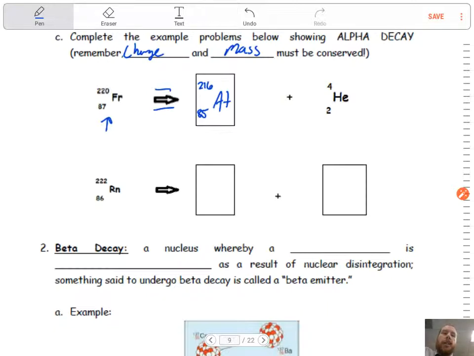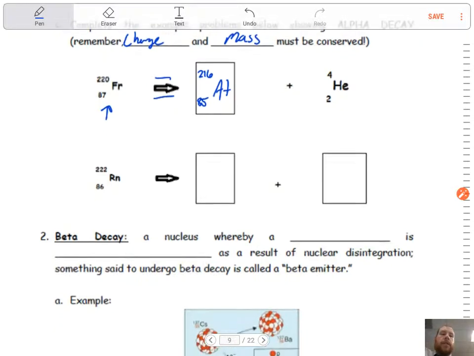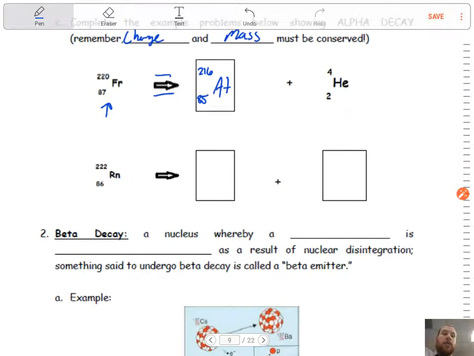I want you guys to pause the video and try this next one. Remember, this is still alpha decay, so one of your products is going to be an alpha particle. It doesn't matter whether you write it first or second, because it's addition. Pause the video and try to figure out what the other daughter nuclide would be. All right, 222 minus 4 gives me 218. 86 minus 2 is 84. When I look that up, that is polonium, Po. Again, you don't have to memorize it. Look on Table O, and it gives you the particle.